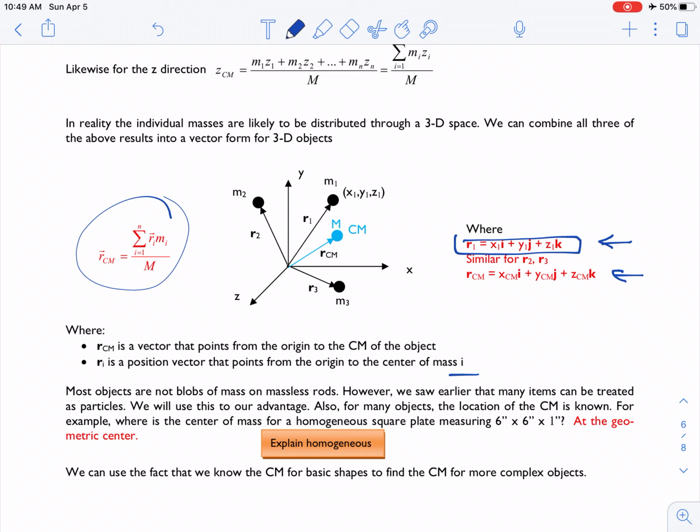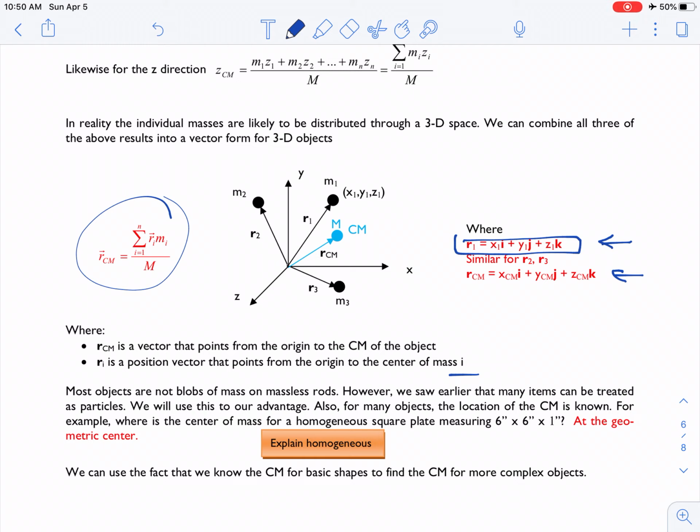Okay, so most objects are not blobs of masses, so this is not very realistic. However, we saw earlier that many items can be treated as particles, and we'll use this to our advantage. And also for many objects, the location of the center of mass is known because they have very nice geometry or symmetry.